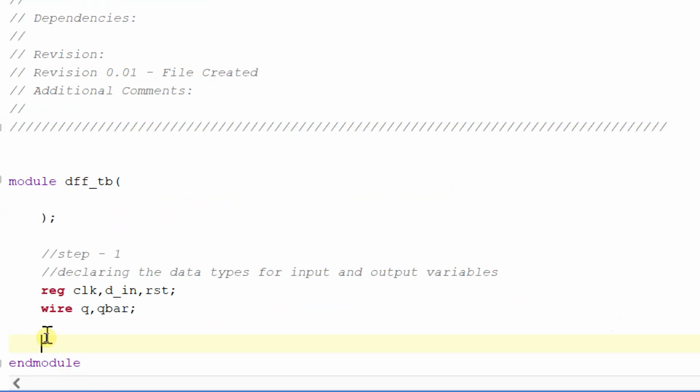Okay, so if you recall that particular diagram which we have seen in our early sessions. Now, next, step 2 is instantiation.